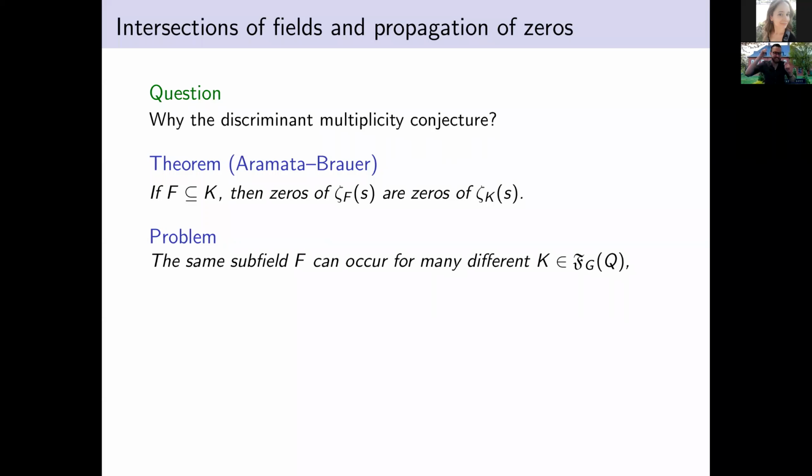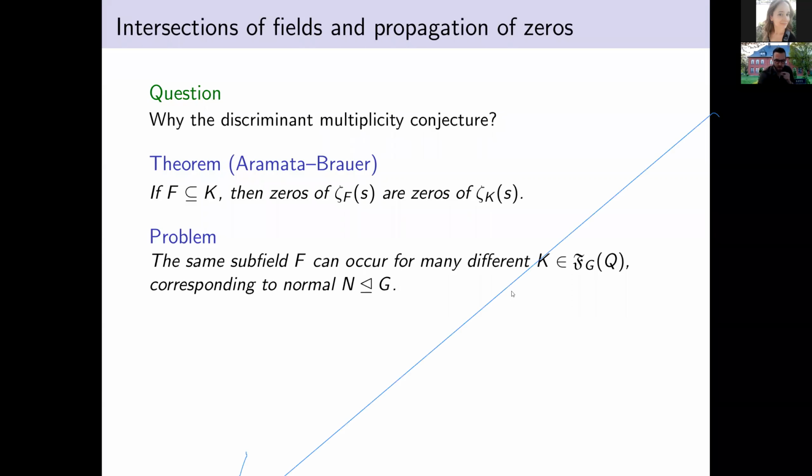You can see exactly the same subfield arise for many different fields in your family. And these things are just going to correspond to normal subgroups of your Galois group G. So if your group G has some interesting normal subgroups, then there are going to be subfields that arise possibly for many different fields in your family. And corresponding to this Aramata-Brauer theorem, if you have a bad zero in just one of those subfields, it can propagate to many, many, many fields in your big family.